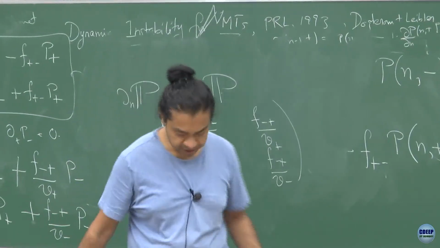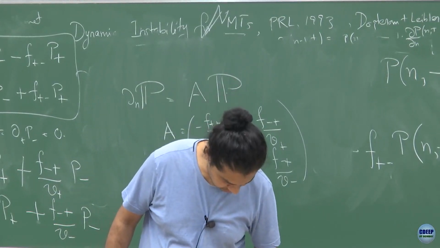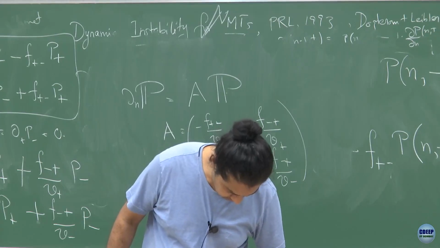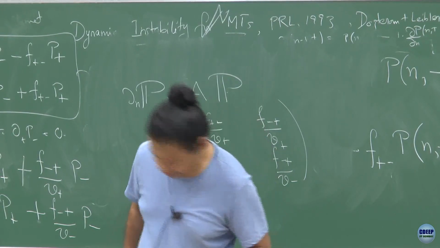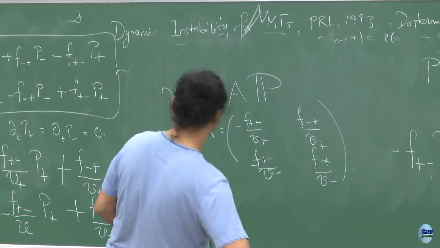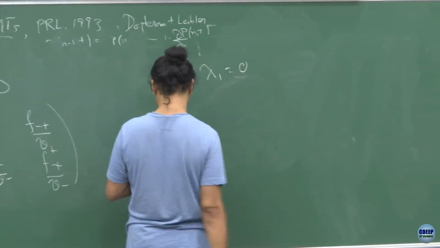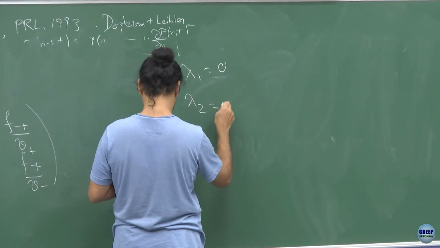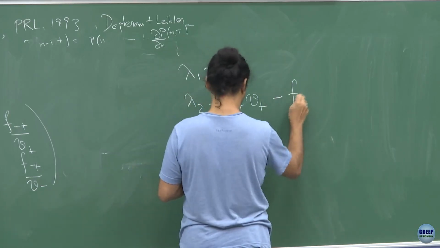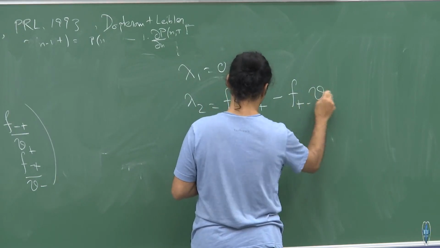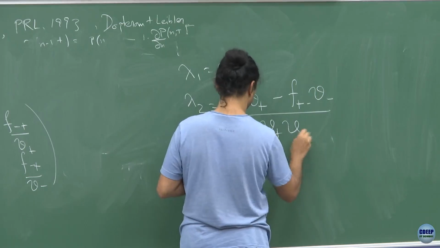So, again, the differential equations you should be able to solve. So, this I will not do. Let me just write down the solution. I have the eigenvalues somewhere. Even the paper will not do this, so you will have to actually solve and check. If I do this, I get the eigenvalues of this matrix as: one eigenvalue is 0 and the other eigenvalue is F minus plus V plus minus F plus minus V minus by V plus V minus.